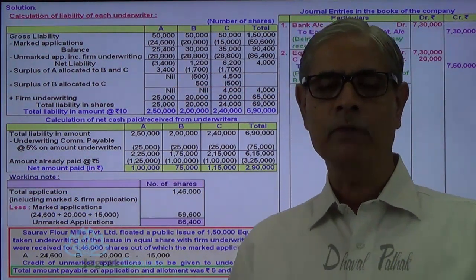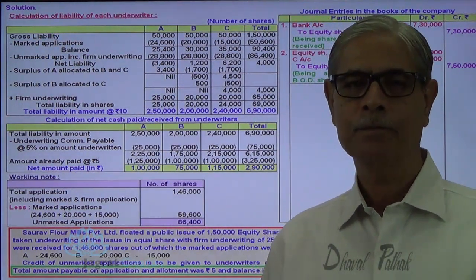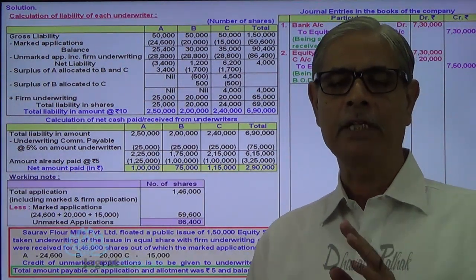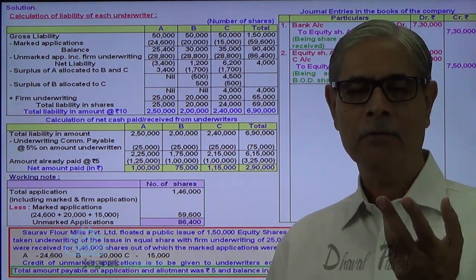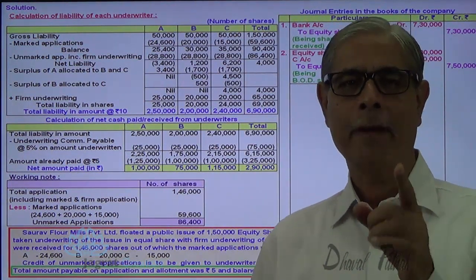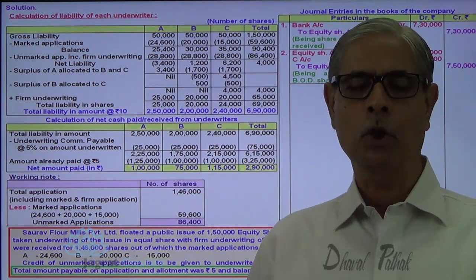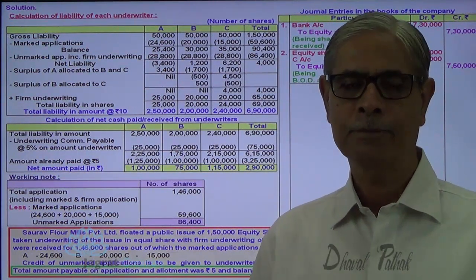Now I wish to write down the entries for final call. The final call is to be recovered at the rate of rupees 5 per share. On how many shares? On 1,50,000 shares. So the amount to be recovered on final call will be 7,50,000.